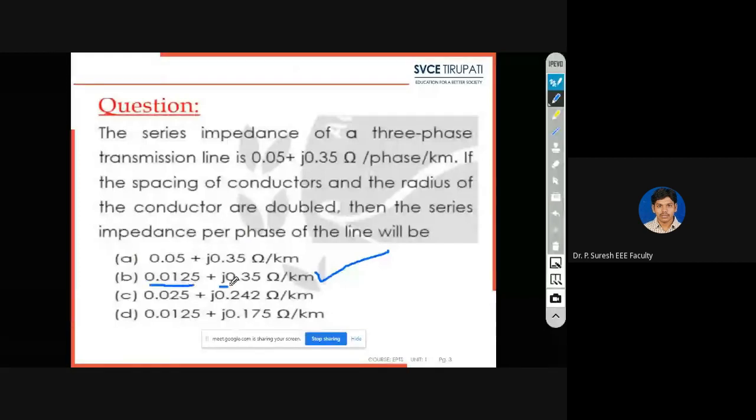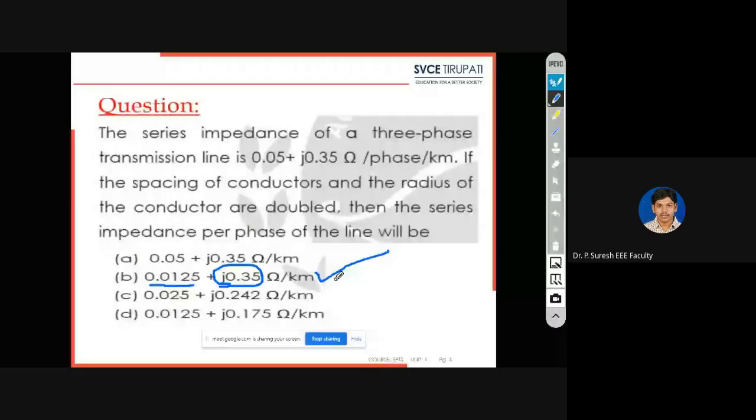So it will take approximately 30 seconds while we are practicing. Otherwise, if we don't know anything about the basics, we can solve, but it will take 5 to 10 minutes like that. Question is clear? Is there any doubt?